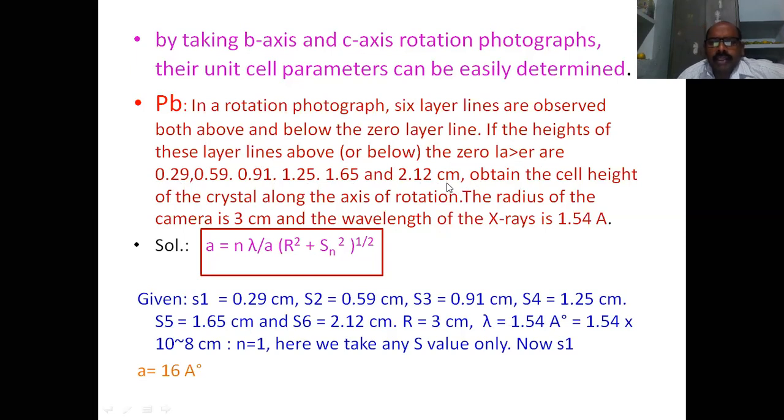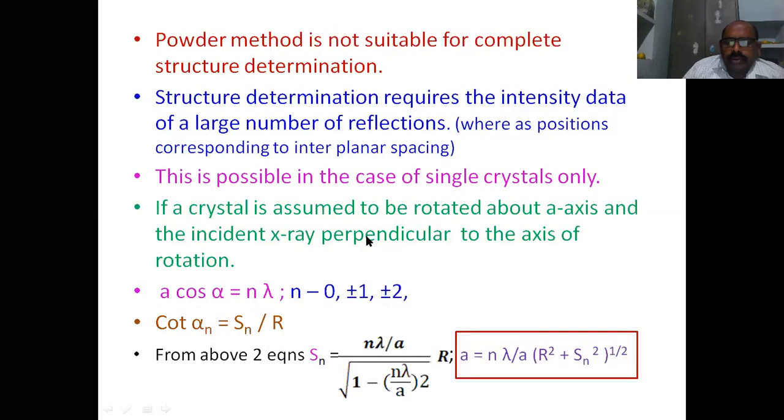If this is the data given, then obtain the cell height of the crystal along the axis of rotation. That is the question asked. Other given information is that the radius of the camera is 3 centimeters and the wavelength of the X-rays is 1.54 angstroms. Just now we have studied this: a is equal to n lambda by (r square plus Sn square) whole power 1 by 2.